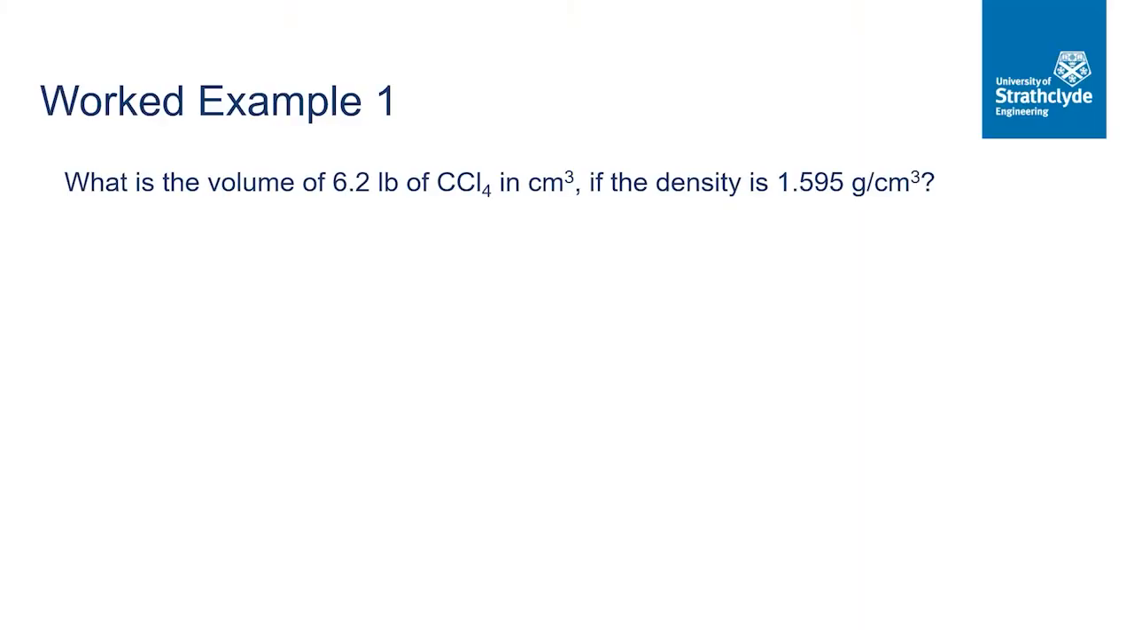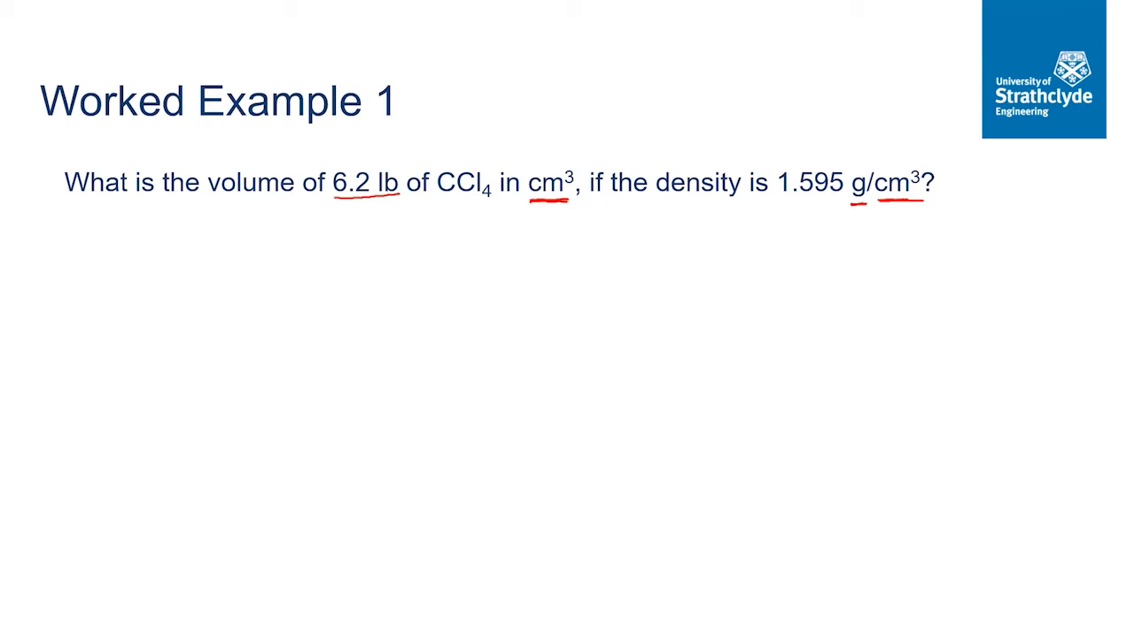In this first example, we are asked to determine the volume of a known amount of carbon tetrachloride in centimeters cubed if we know the density in grams per centimeter cubed. The first thing I want to take note of is a slight discrepancy between some of the units. While we can obtain centimeters cubed from our density, the mass is given in pounds, whereas in the density, the mass unit is grams. So the first thing we need to ensure is that we convert our mass into grams.